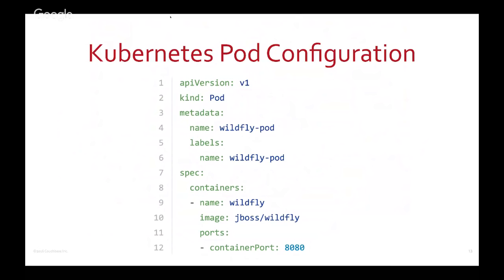Line 7 says, okay, this is the specification of the pod, and in the pod, I have only one container. Line number 9 says, what is the container name? Line number 10 says, what is the container image? 11 and 12 say, what are the container ports that are being exposed? So very simple, very clean, easy way to read your pod configuration file, okay?